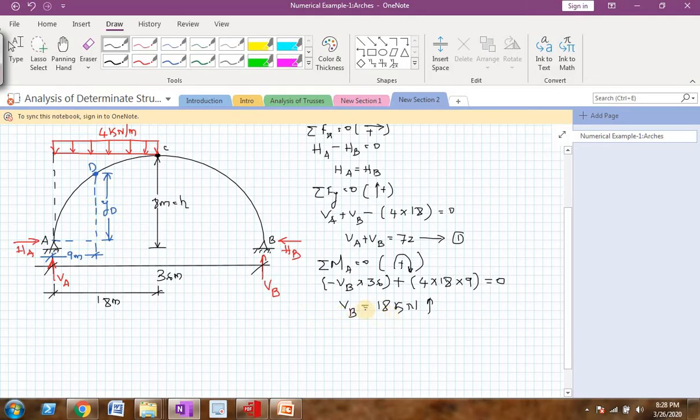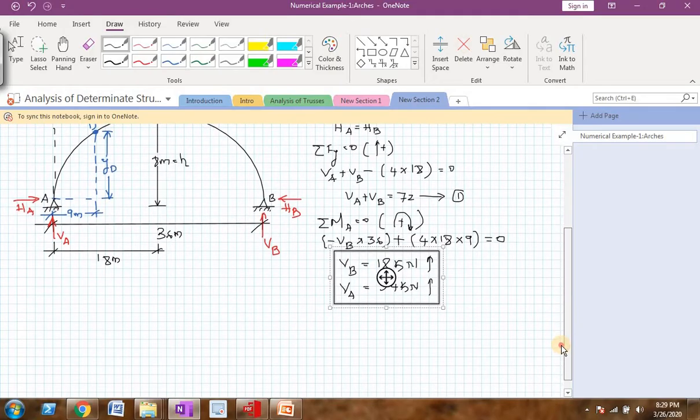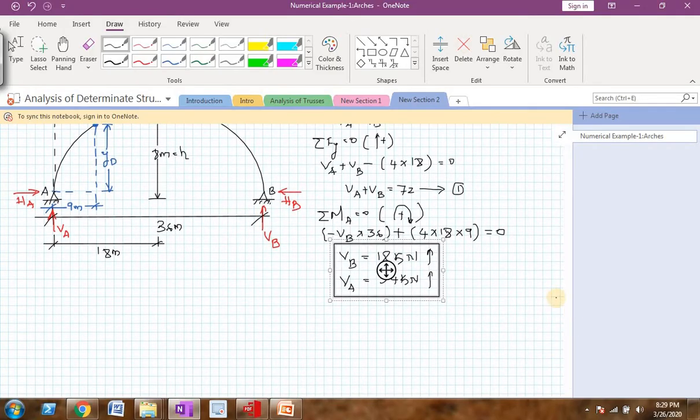Now when I substitute the value of VB in equation 1, I can also find the value of VA. So VA is coming out to be 54 kilonewtons, and that is also upwards. So I found both the reactions, that is VA and VB. Now let us move further and find the horizontal reactions HA and HB.